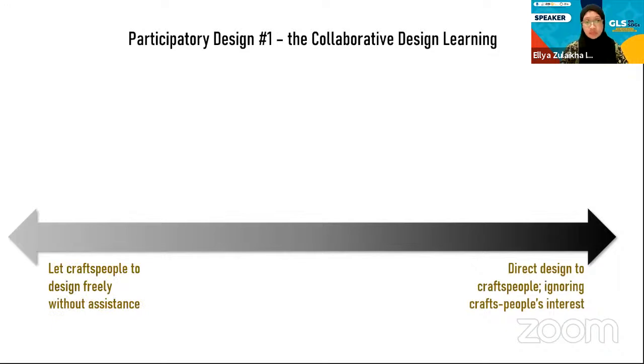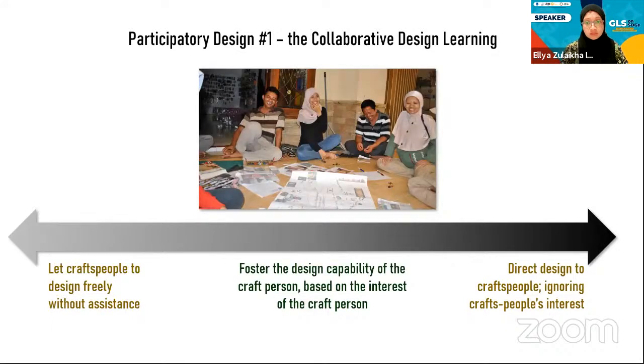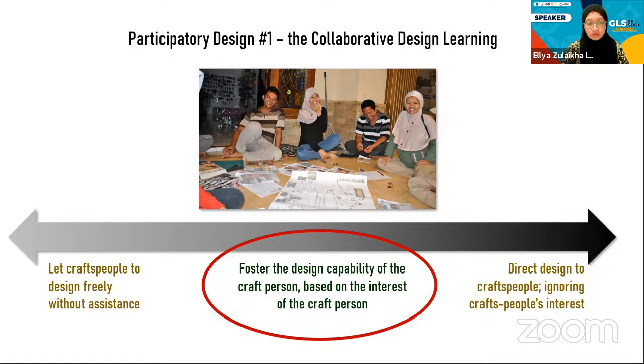So I did participatory design part 1, a very long time ago, in 2011. We aim to foster the design capability of the craftsperson based on the interest of the craftsperson. Usually the pattern that happens with rural craftspeople is directing design to craftspeople and ignoring their interest. The other extreme is letting craftspeople design freely without assistance. We do it in the middle. This is the design student, and this is me.